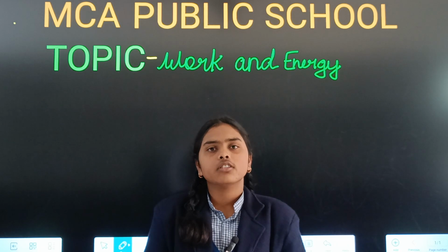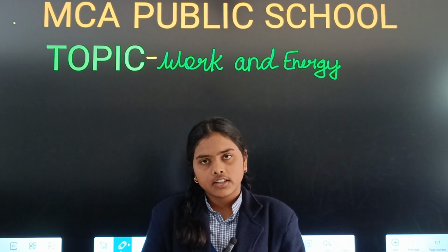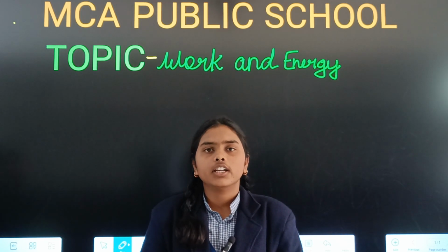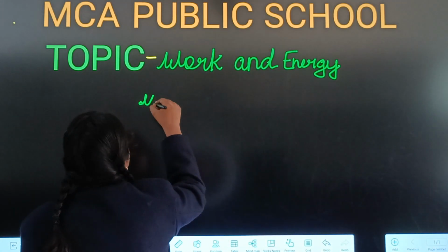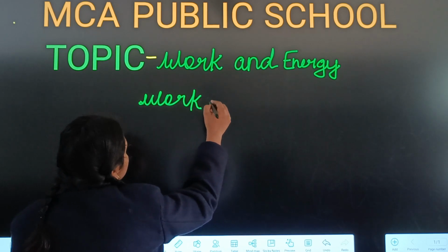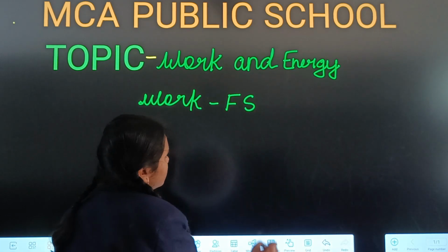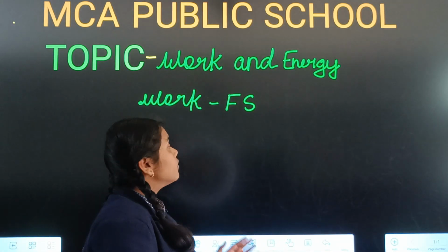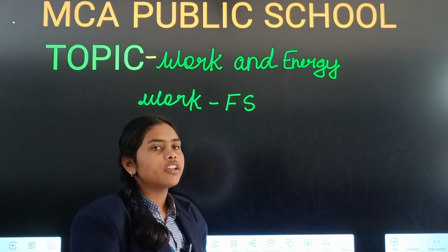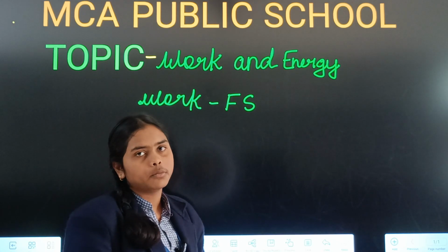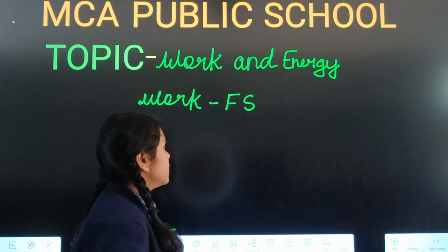In the view of science, work is defined as when we apply force to an object and it is displaced, then we can say the work is done. So work is done when we apply force and there is also displacement. For work to be done in science, we have to apply force and the object has to displace. If I pick a book from the table and place it on another table, it doesn't mean that I did the work.